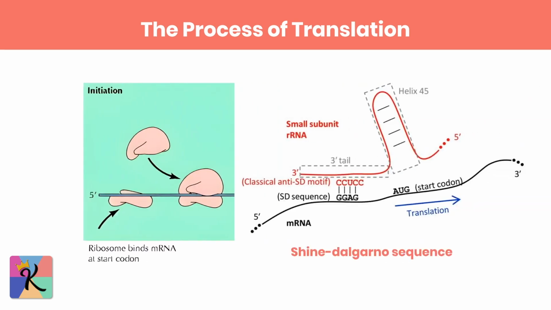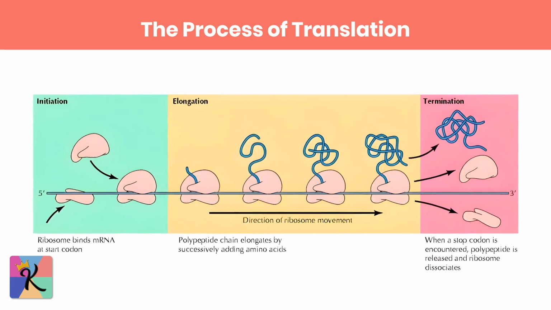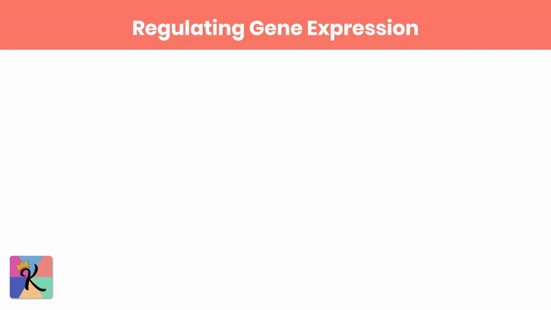Initiation: the small ribosomal subunit binds to the mRNA, guided by the Shine-Dalgarno sequence in prokaryotes or the Kozak sequence in eukaryotes. The first tRNA, carrying methionine, binds to the start codon. Elongation: the ribosome moves along the mRNA, and tRNAs deliver amino acids to the growing chain. Peptide bonds form between amino acids, powered by the ribozyme activity of the ribosome's large subunit. Termination: when a stop codon enters the ribosome's A site, a release factor binds, prompting the release of the completed polypeptide.